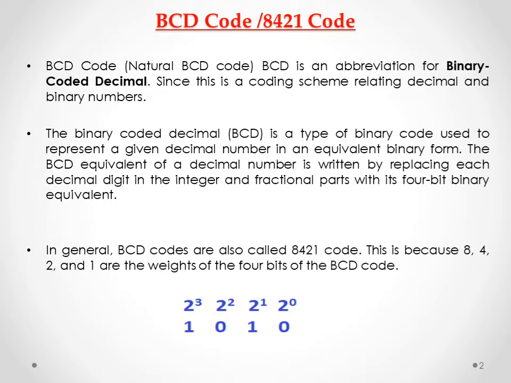This BCD is a type of binary code used to represent a given decimal number in an equivalent binary form. The BCD equivalent of a decimal number is obtained by replacing each decimal digit in the integer and fractional parts with its 4-bit binary equivalent. In general, BCD codes are also called 8421 code. This is because 8, 4, 2 and 1 are the weights of the 4 bits of the BCD code.